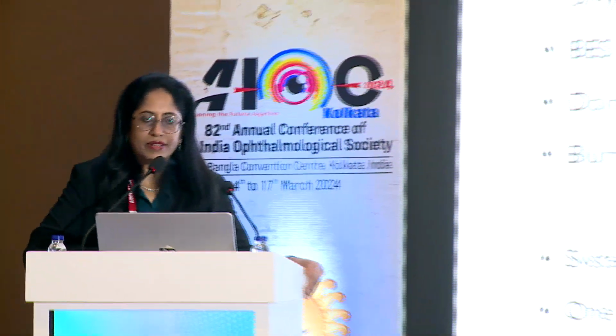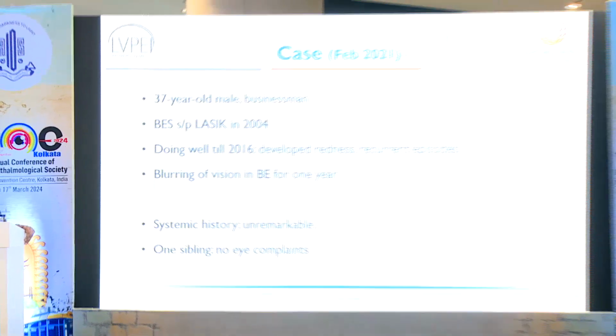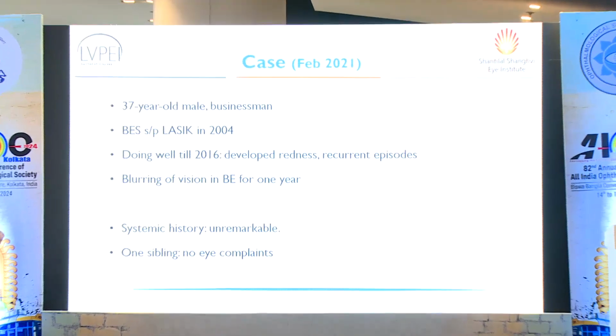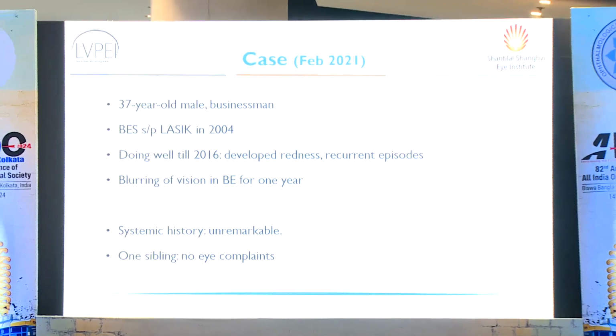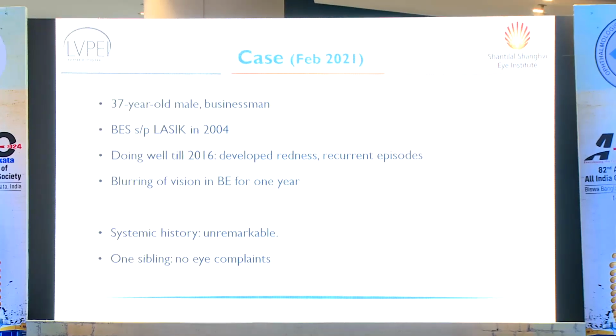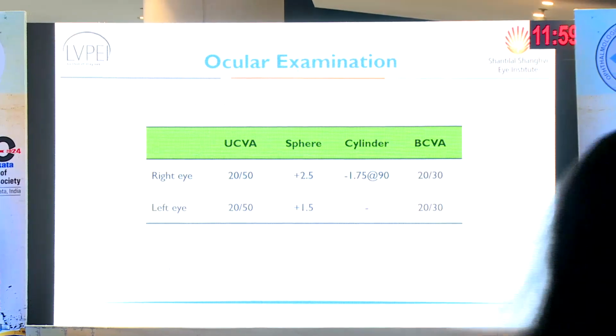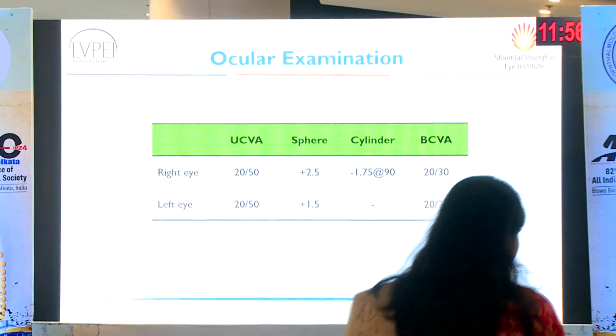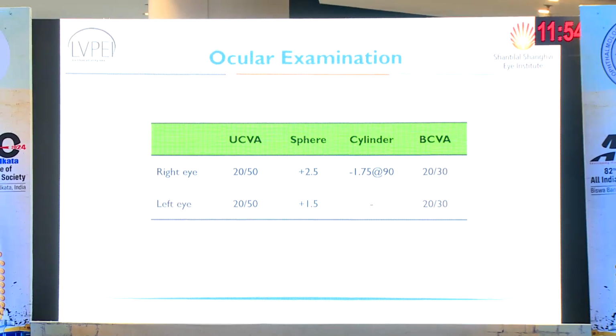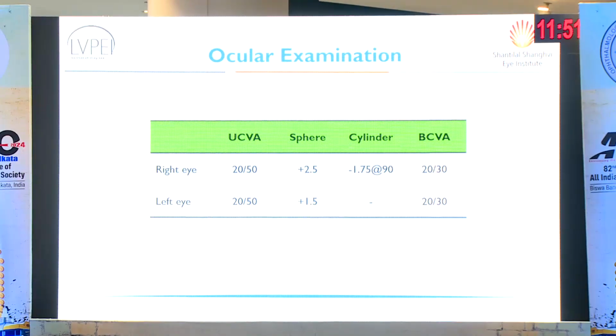The first case which we saw during the COVID times is a 37-year-old, and he had undergone LASIK in both the eyes in 2004. He was doing well, he said, for almost 12 years after LASIK. And in 2016, he started developing episodes of recurrent redness and discomfort. Then the vision also started becoming blurry for the past 1 year before he presented to us. Nothing systemic, and he said that he had one sibling but who has no eye complaints. When we examined him first, his visual acuity was improving to 20/30 with some refractive error in both the eyes.